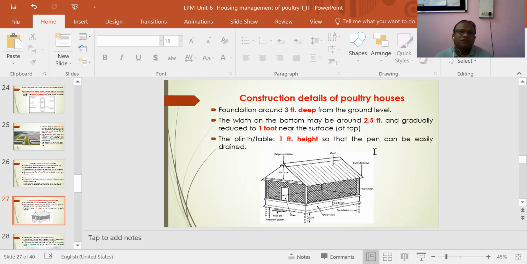The foundation should be 3 feet deep below the ground level. The foundation, also called the footing, should be 3 feet deep. The width at the bottom should be around 2.5 feet, gradually reducing to 1 foot near the surface of the ground. The plinth should be 1 foot high from the ground so that water can be easily drained from the poultry shed.